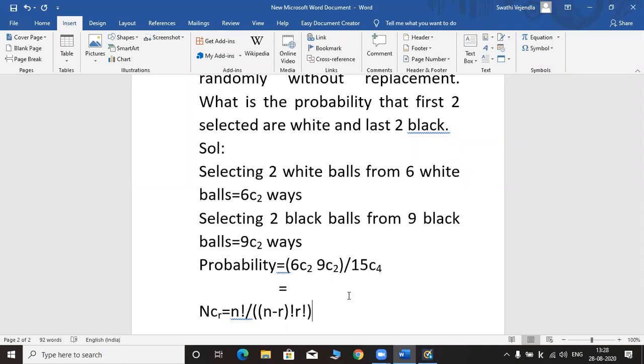In the numerator, you may write 6 factorial by 4 factorial into 2 factorial, into, again for 9C2, you have to write 9 factorial by 7 factorial into 2 factorial. That is the numerator. What about the denominator? 15 factorial by 11 factorial into 4 factorial. So anybody tell me the answer. You are not responding.